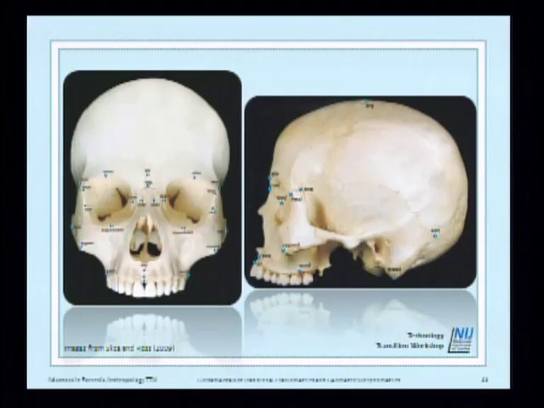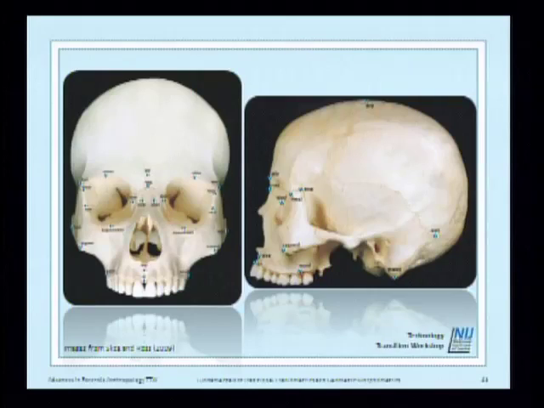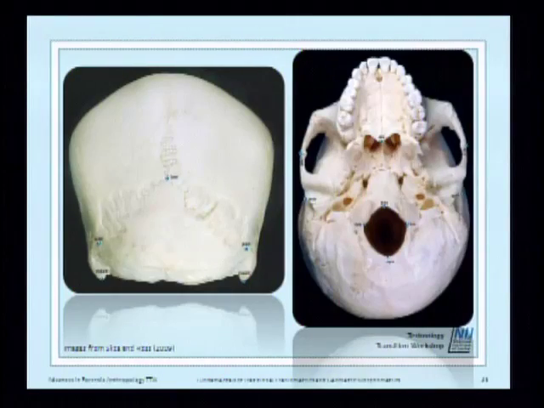So as you can see, they're all our standard sets. This is the posterior aspect, the inferior, and we will go through all of these in the lab.